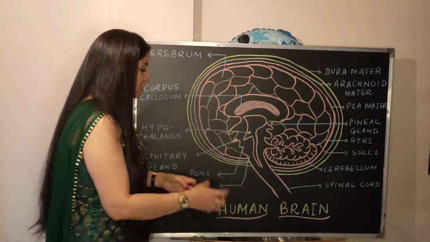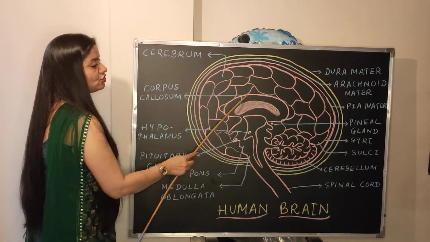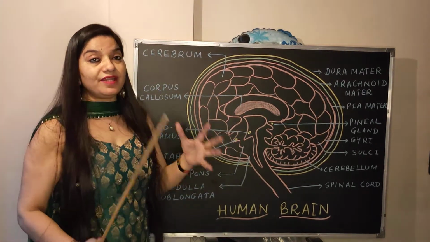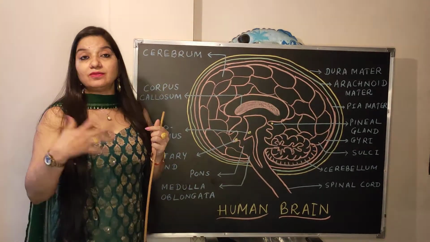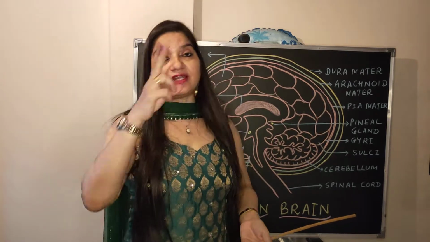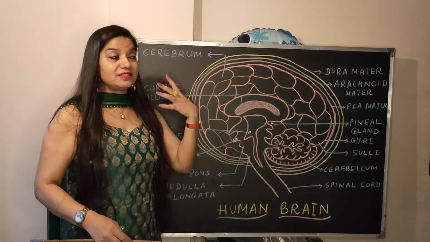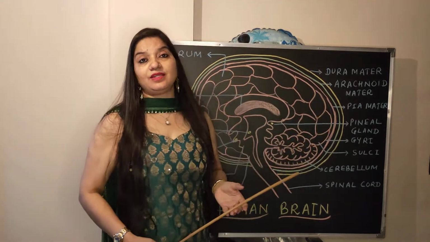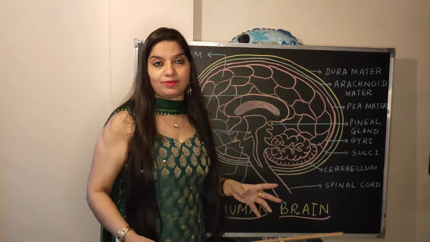There is a thin sheet. In the cerebrum, there is a thin sheet of fibers which is known as the corpus callosum. Now what is the corpus callosum? First, it connects the two cerebral hemispheres. And what is the function of this corpus callosum? It takes information from one cerebral hemisphere to the other. That is, it communicates between the right and the left cerebral hemisphere.